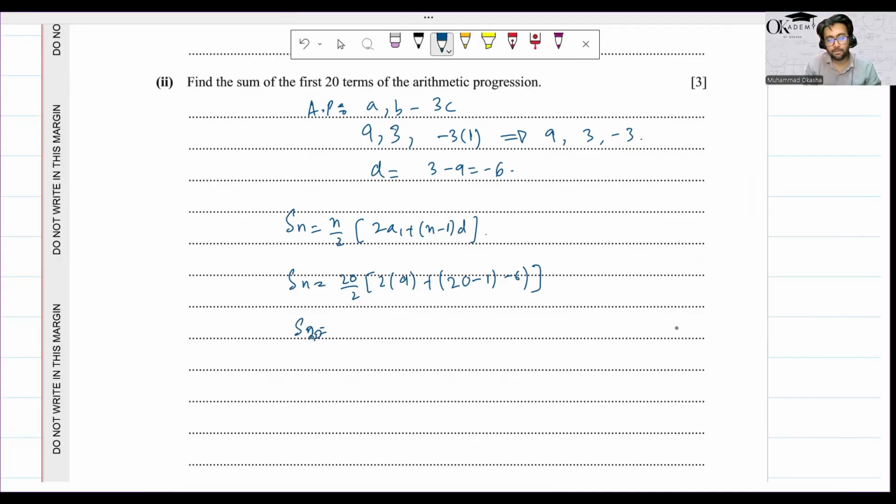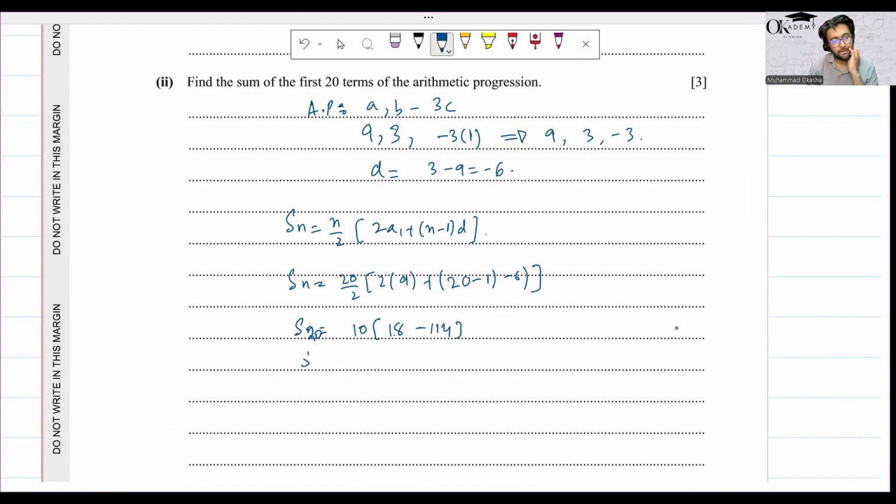Working out the formula for S20: 20 divided by 2 is 10. 9 times 2 is 18. 20 minus 1 is 19. 19 times negative 6, if you multiply 19 times negative 6, you're going to get negative 114.